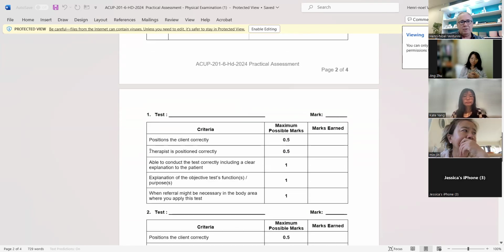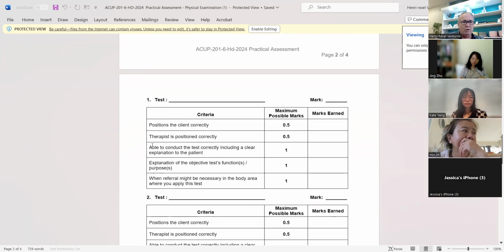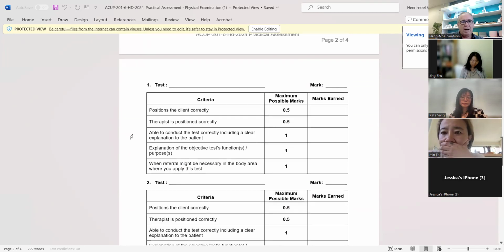Then the test. This is how the marks will be given to you. The position of the client is correct. The therapist is positioned correctly. You conduct the test correctly, including a clear explanation to the patient. Explanation of the objective test and functions and purpose. When referral might be necessary in body areas where you apply the test.